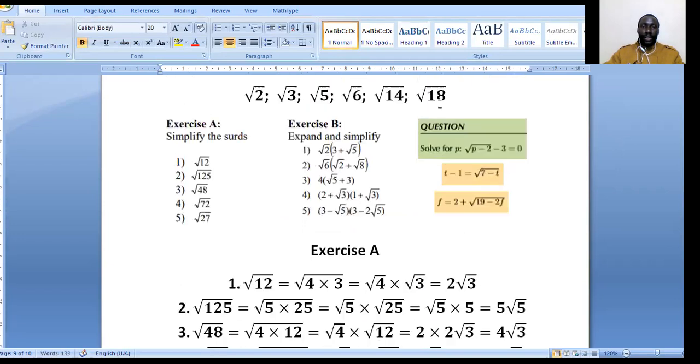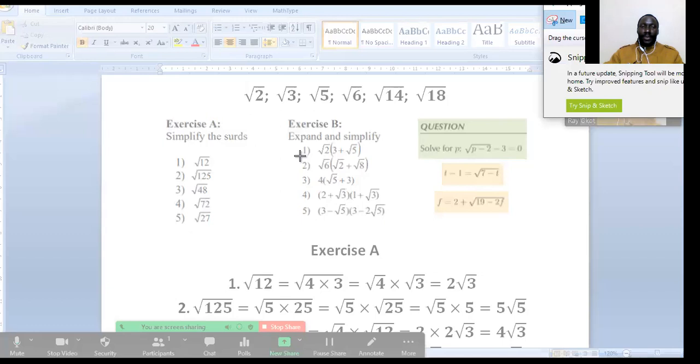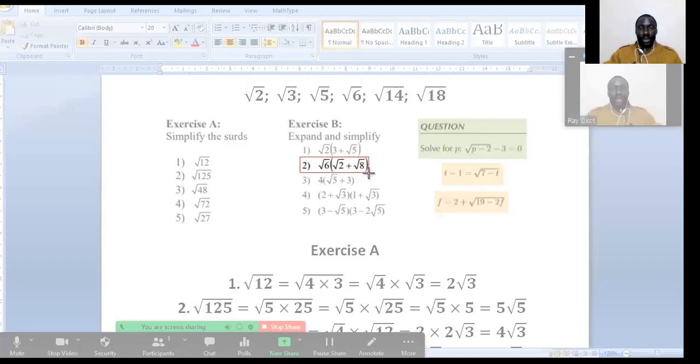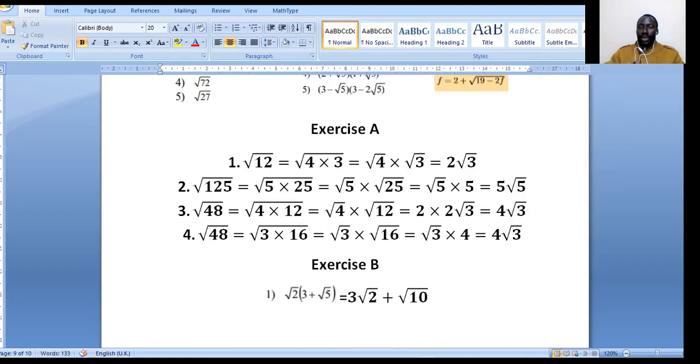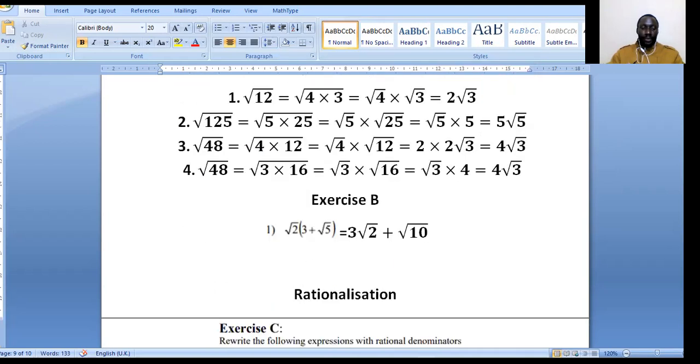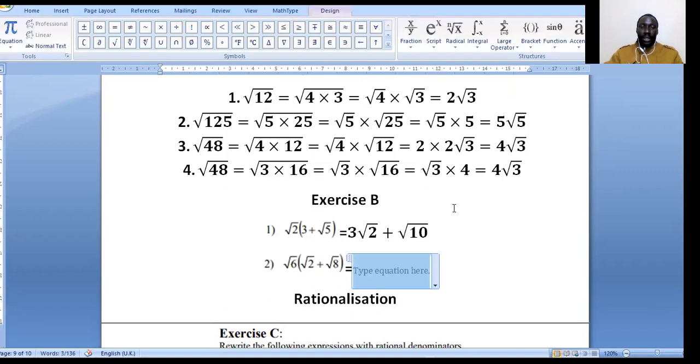What's the next question? The next question is question 2, which is asking us to multiply the square root of 6 times the sum of these two radicals. Let's have it here. So now this one is going to be equal to square root of 6 times square root of 2, which is square root of 12.